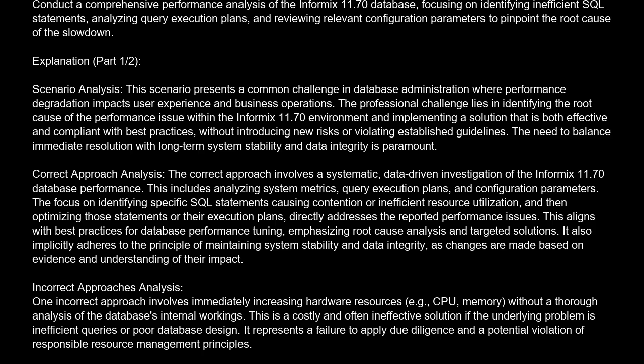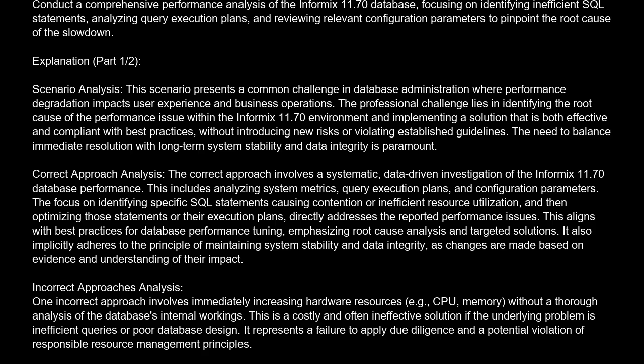Explanation. Scenario analysis. This scenario presents a common challenge in database administration, where performance degradation impacts user experience and business operations. The professional challenge lies in identifying the root cause of the performance issue within the Informix 1170 environment and implementing a solution that is both effective and compliant with best practices, without introducing new risks or violating established guidelines. The need to balance immediate resolution with long-term system stability and data integrity is paramount.